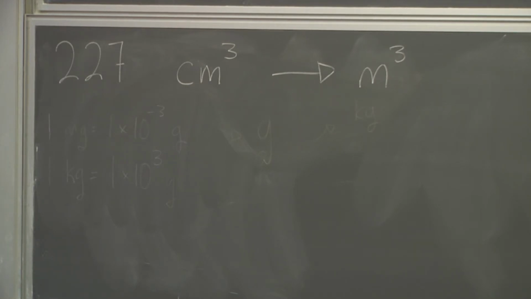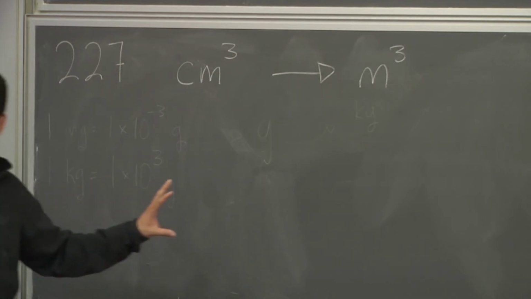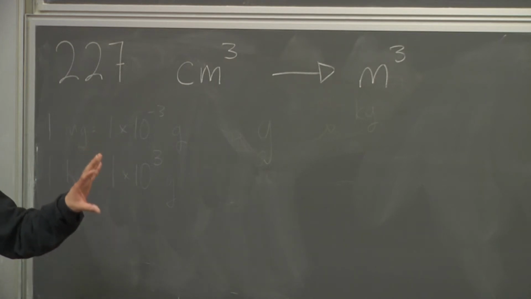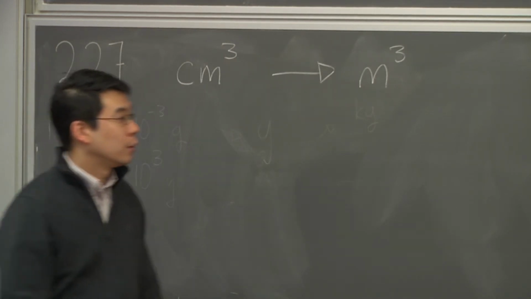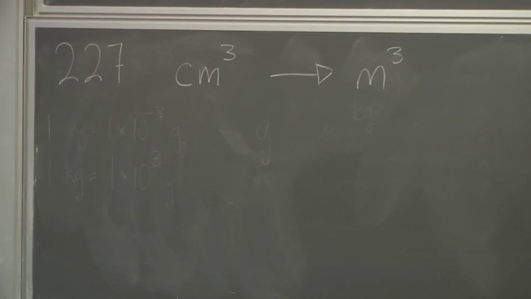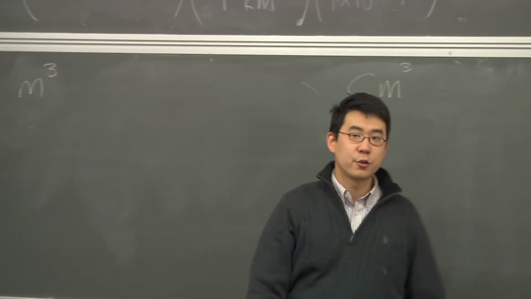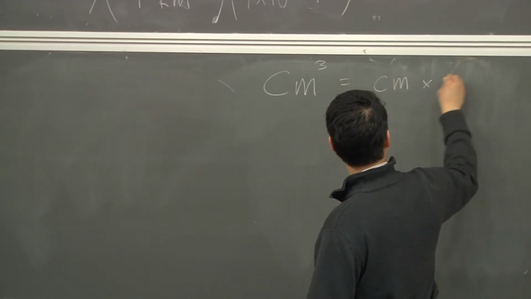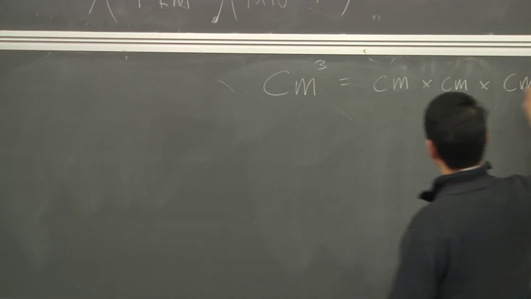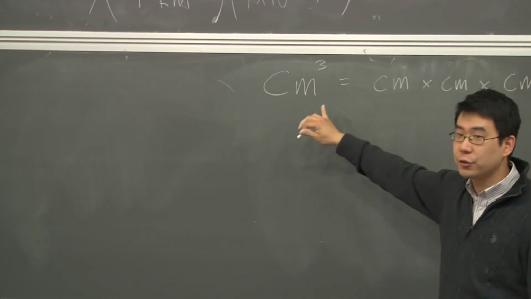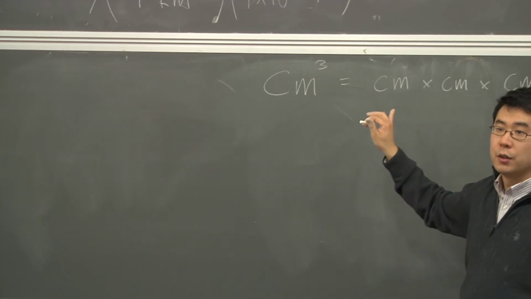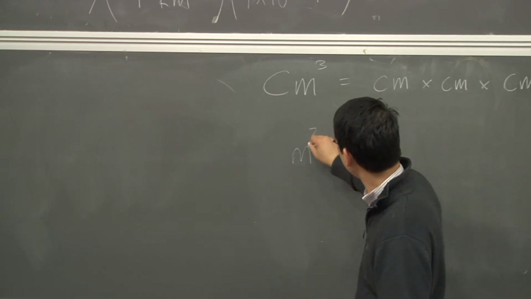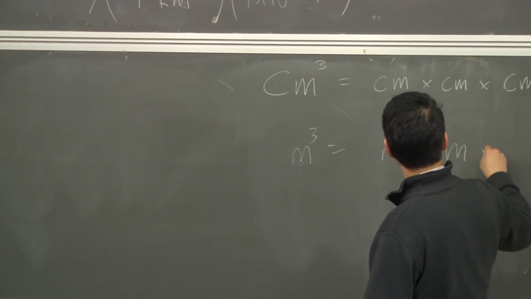This is a little bit less straightforward. What we need to remember here is that units behave like numbers. So if I'm looking at centimeters cubed, what does that actually mean? Centimeters times centimeters times centimeters. So if I want to convert centimeters cubed to meters cubed, what am I trying to go to? I'm trying to go to meters times meters times meters.